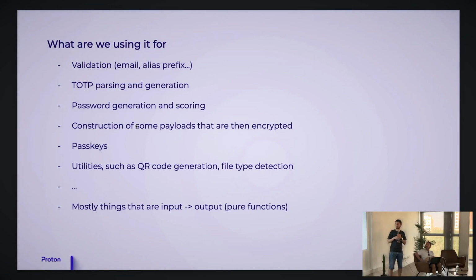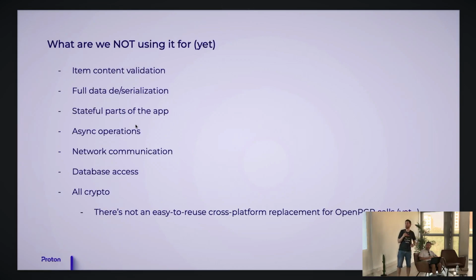But as you can see right now, we are mostly using it for things that are input-output, as in the client calls the library, reads some result, and then acts on it. This is as far as it goes now. But what are we not using it for yet? We are not doing full item content validation, because initially it would have required us to re-implement every kind of item and all the data types again in Rust, and we didn't have time for that, unfortunately.